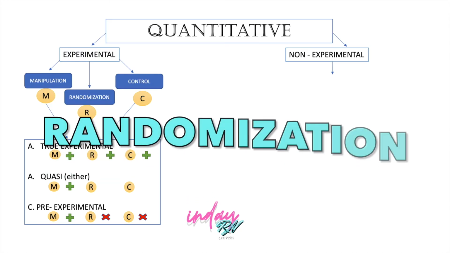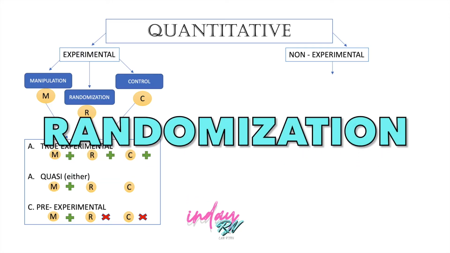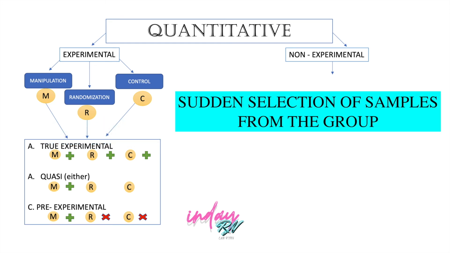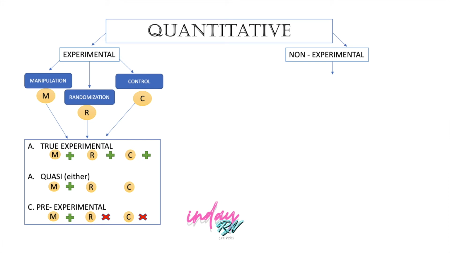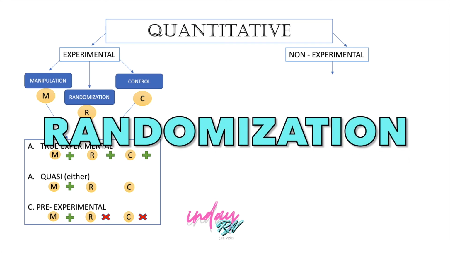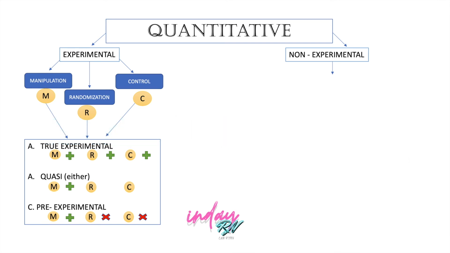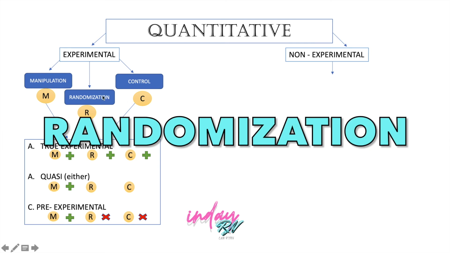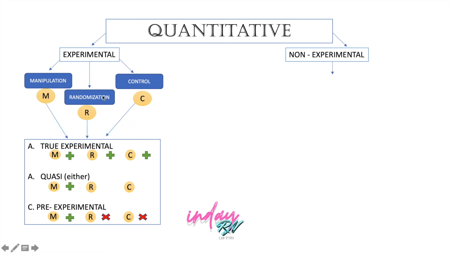Okay, next one is the randomization. Here in randomization, there is a sudden selection without plan from the group or from the population. You are doing a randomization of samples. And here in the randomization, we have a lot of terms also. But since we are just tackling the overview, I will not explain it now. I'm going to explain it on the next video, okay? So here in randomization, there is a sudden selection of population already.